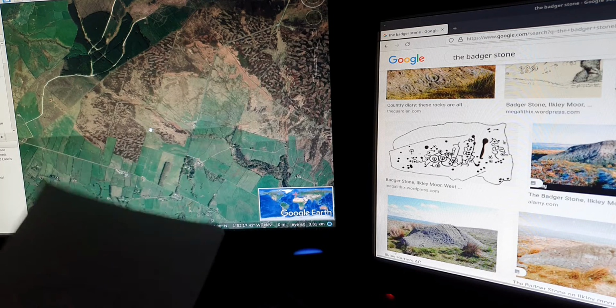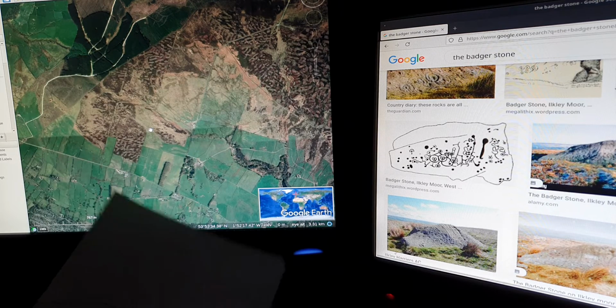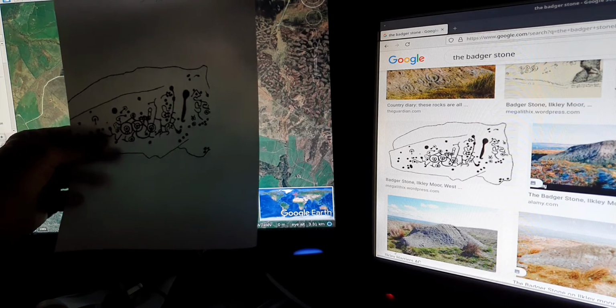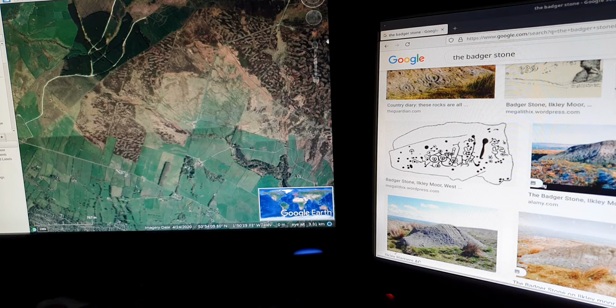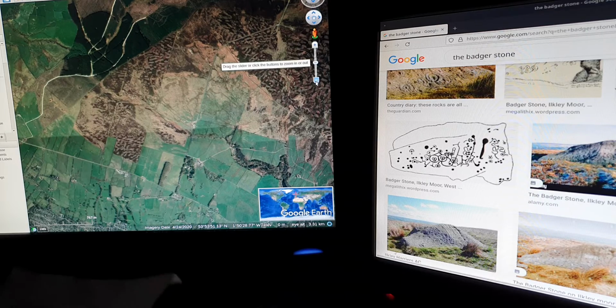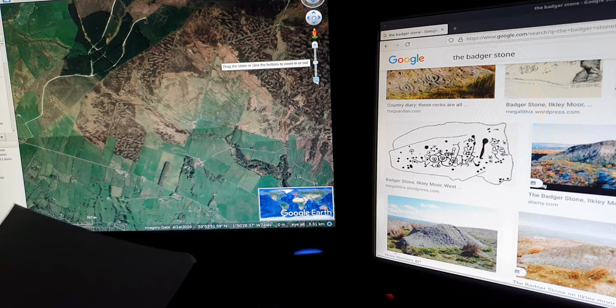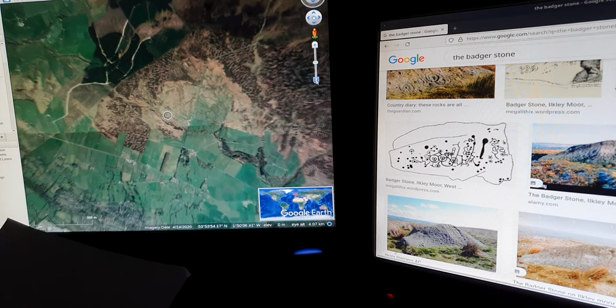Okay, but there you go. That's Ilkley Moor, and it's all there for you to see. All you got to do is line it up. Use the reference points, look for them.